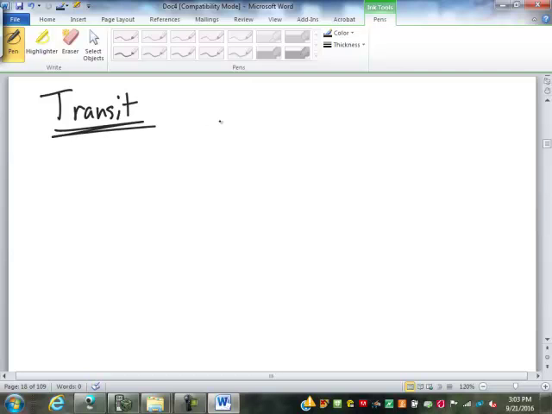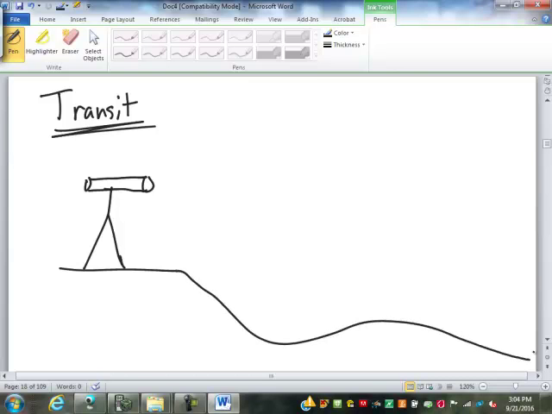Now, transits can be read in a couple of different ways. Well, not read in a couple of different ways. Transits are always read in the same way. It's the stake that we're using that we have to look at the different scales. But what a transit is, it's almost like a scope, like a telescope or whatever, and it has bubbles on it so you can get it perfectly level. And then once it's perfectly level, you have a measuring stake.